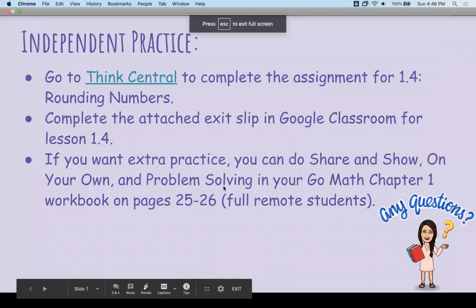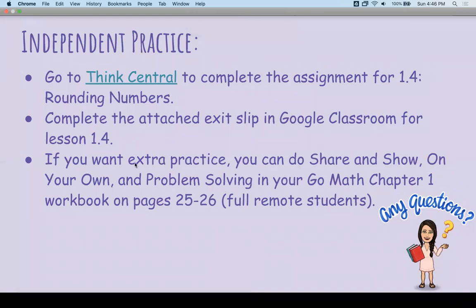All right, so you can play that game after you finish your assignments you have to do. So you're going to go to Think Central. You can click on the link here or the link that's attached in the assignment to complete 1.4 rounding numbers. Also, please complete the attached exit slip in Google Classroom for lesson 1.4. And if you want even more extra practice, you can go into your workbook. If you are a full remote student, you have your workbooks at home. And then of course, the games that I attached for extra practice if you would like to play those. So that's it. Let me know if you guys have any questions and good luck.